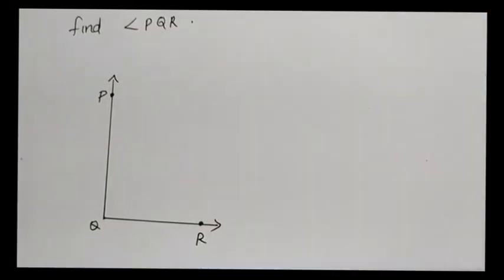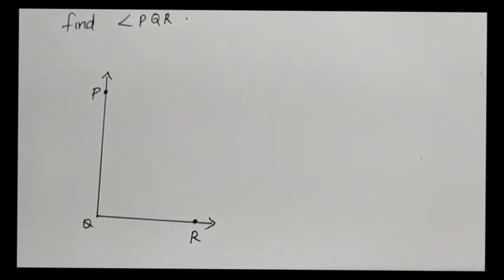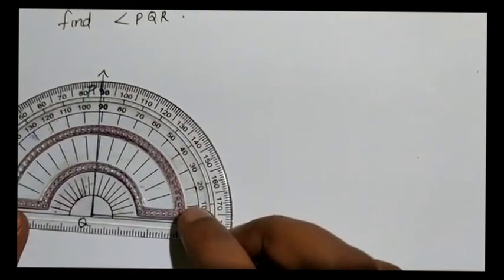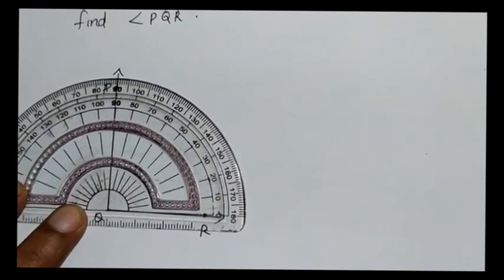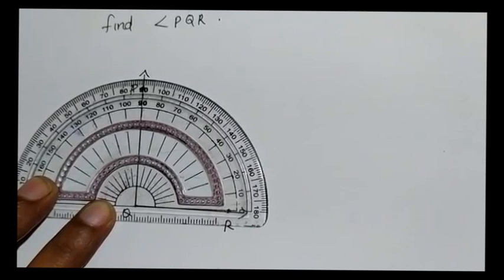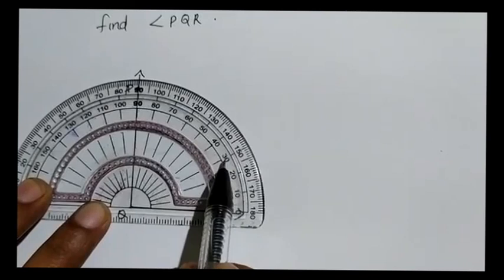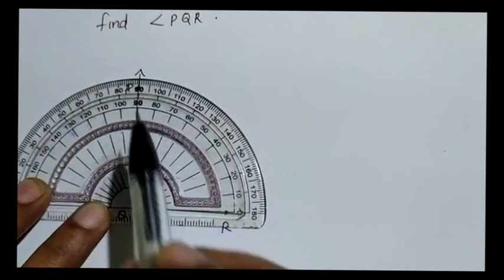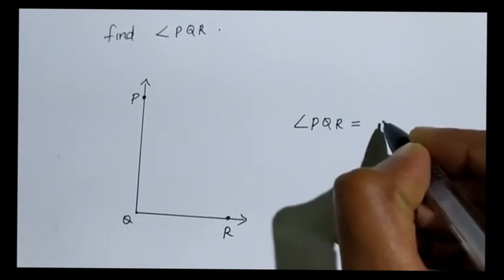Next question, find angle PQR. First step, we have to place the protractor in such a way that the center of the protractor coincides with the vertex of the angle. Like this you have to put. Then you have to measure the angle. Inner scale we have to note down. That means 0, 10, 20, 30, 40, 50, 60, 70, 80, 90. So angle PQR is 90 degree.